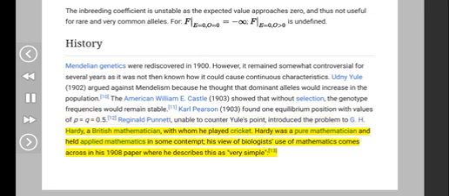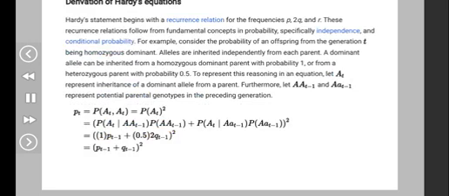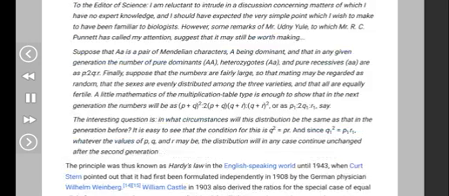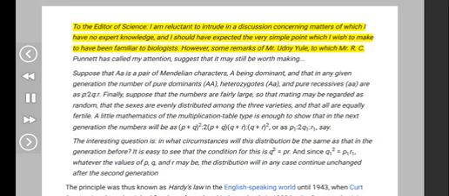Hardy was a pure mathematician and held applied mathematics in some contempt. His view of biologists' use of mathematics comes across in his 1908 paper where he describes this as very simple. I am reluctant to intrude in a discussion concerning matters of which I have no expert knowledge, and I should have expected the very simple point which I wish to make to have been familiar to biologists. However, some remarks of Mr. Udny Yule, to which Mr. R.C. Punnett has called my attention, suggest that it may still be worth making.